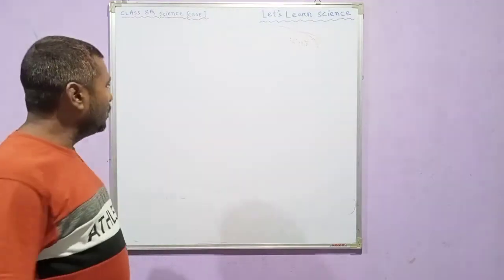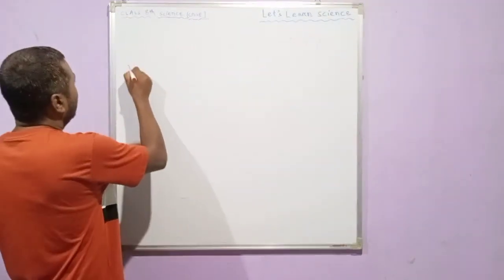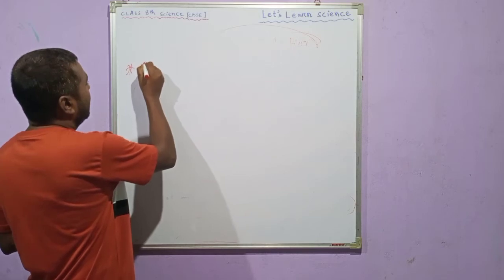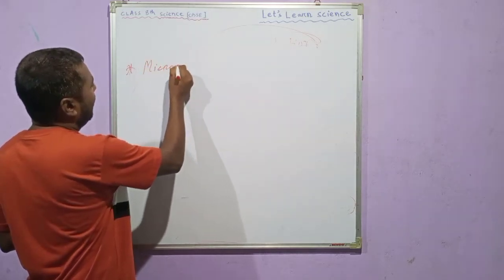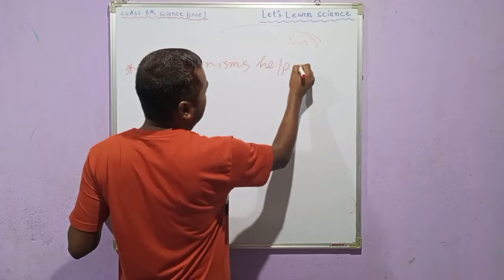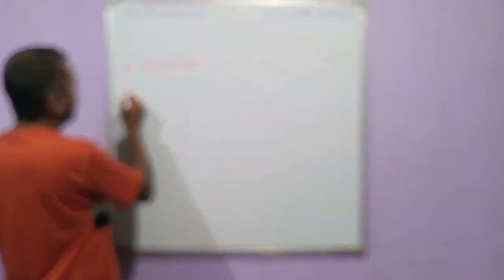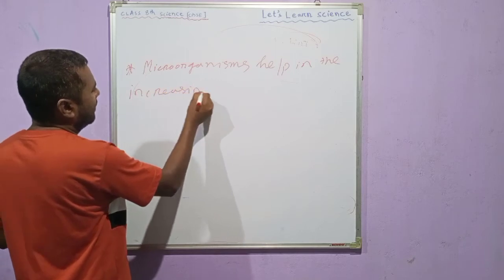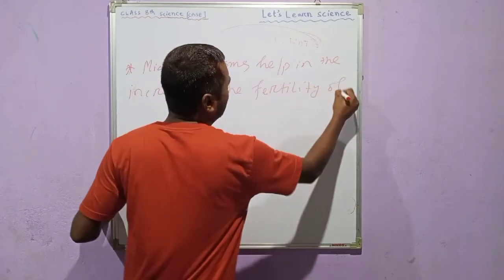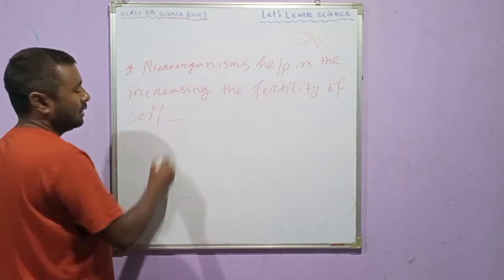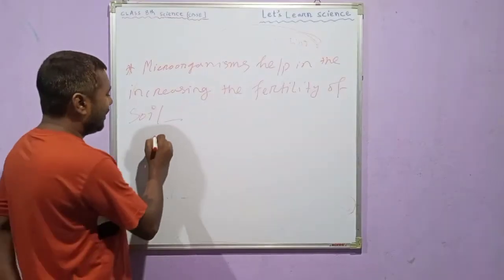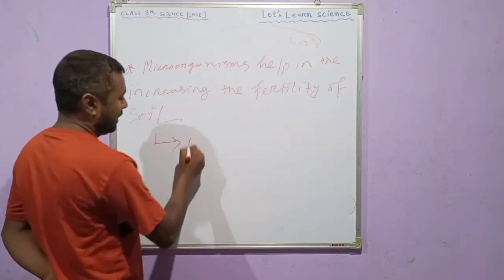Then we'll come to know that they are also helpful to enrich the fertility of the soil. That is, microorganisms help in increasing the fertility of soil. Now the question is how they help increase the fertility of the soil. You have heard the name of one bacteria, that is Rhizobium.